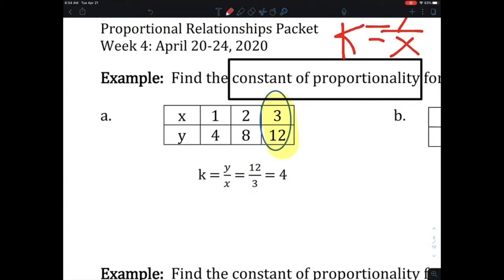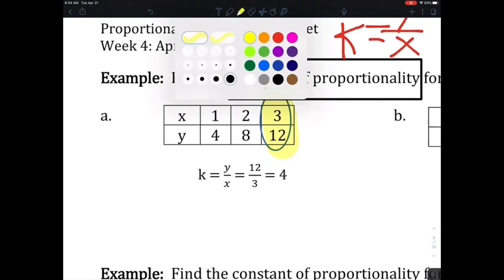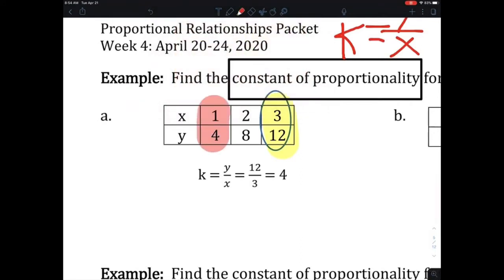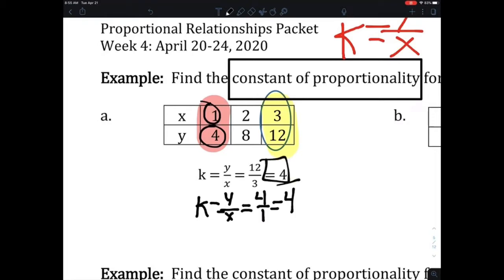If we use a different one, let's use the first two. So we're going to use k equals y over x equals, my y value goes first on top, which is 4. My x value in the bottom, which is 1. And what's 4 divided by 1? 4. Notice we get the same answer, right?